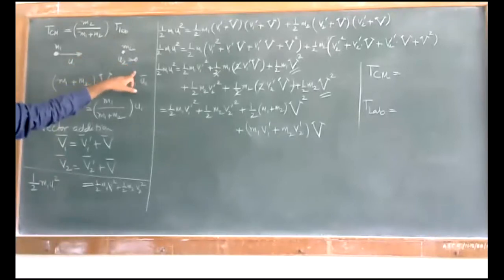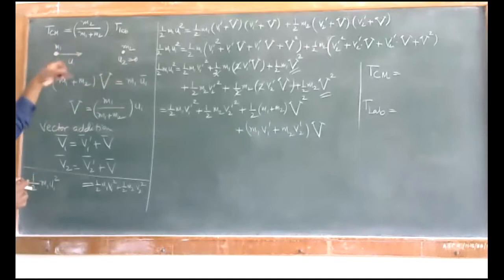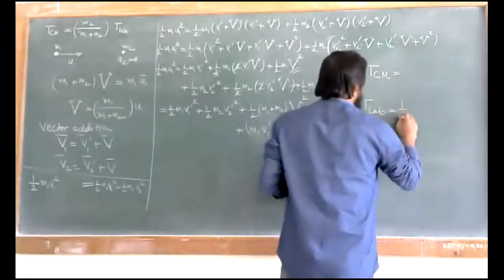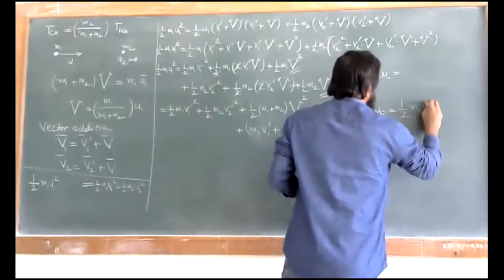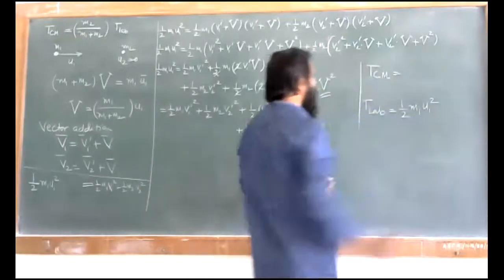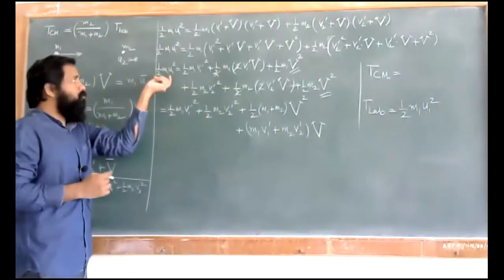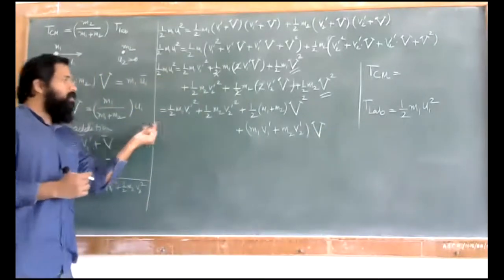So u2 is equal to 0. So you can have that condition, that is m1 into u1, 1 half m1 u1 square, that is the first velocity. So for a laboratory frame of reference, you can have 1 half m1 u1 square, which is equal to 1 half m1 u1 square.